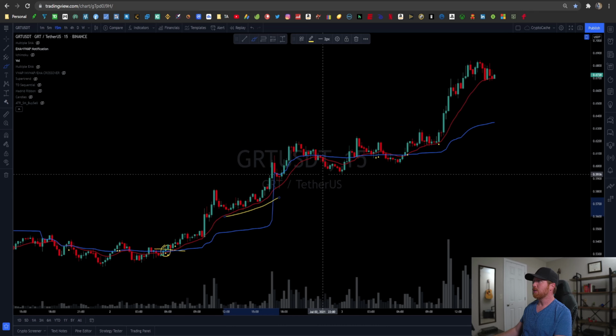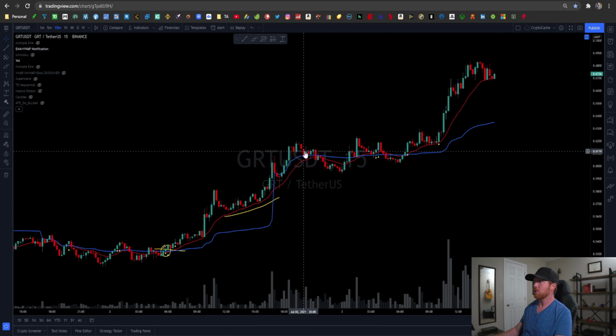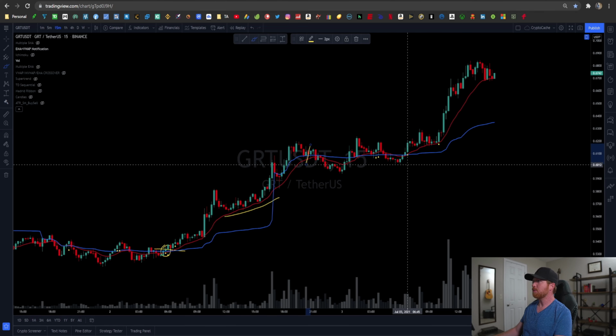Then when it comes up here and you see the RSI is up over 70 and starts coming back down, that's when you consider trimming your position. So you probably want to exit your position right around here. Okay. Then you look for another buy signal.